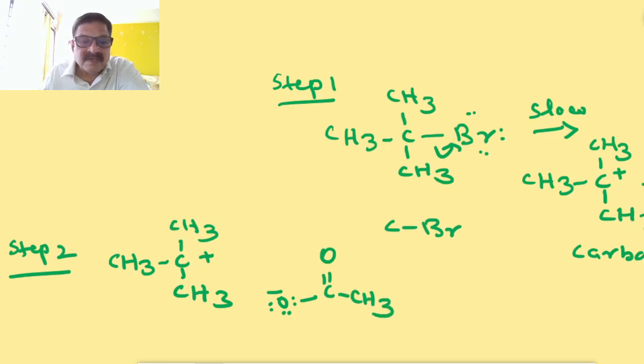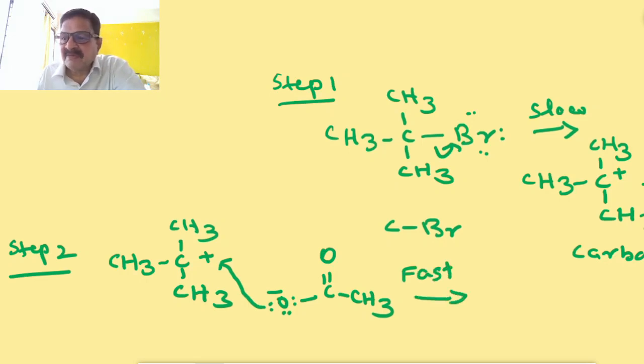So this lone pair is getting attached to this C plus, the positively charged carbon atom here. Okay, so this is the fast step, only bond making is involved. Nucleophilic attack: the nucleophile is the acetate anion here. Therefore, the nucleophilic attack of the acetate anion on the carbocation forms a new C-O bond.